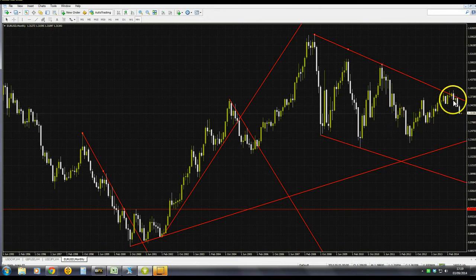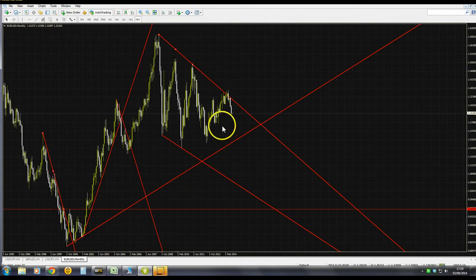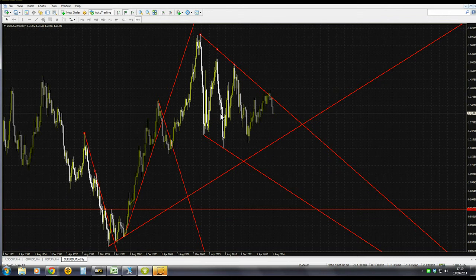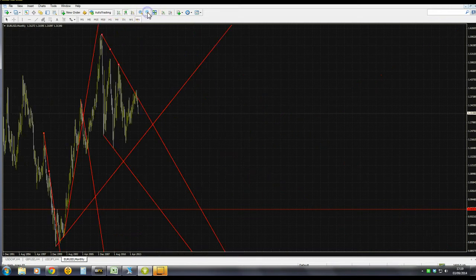As you can see, price came back, had a nice reaction to this level right here. It's pretty much a flag formation that it's going to throw up just now. What it's going to do now is anybody's guess. Reckon it's going to probably come back down for another good bit.